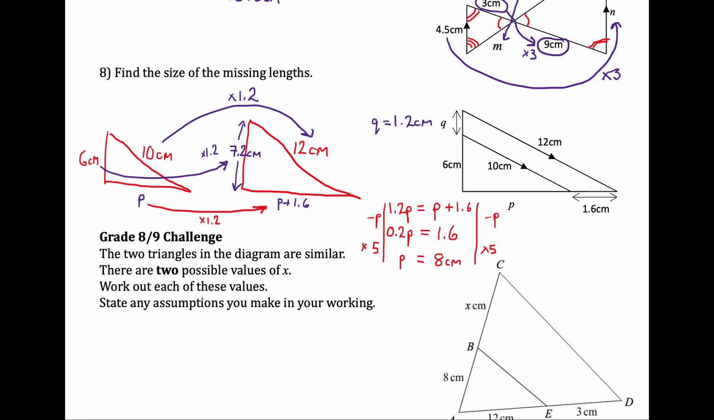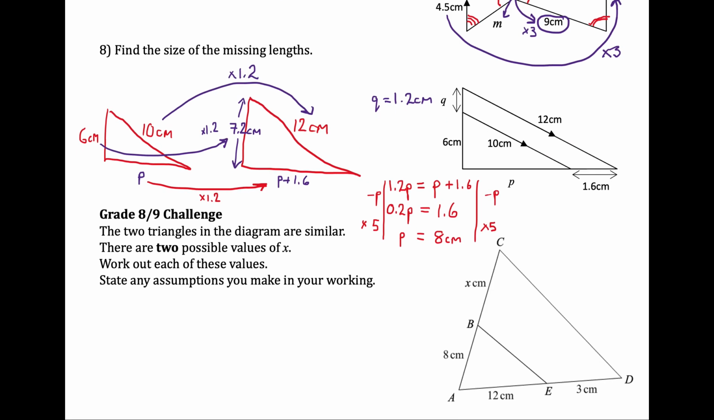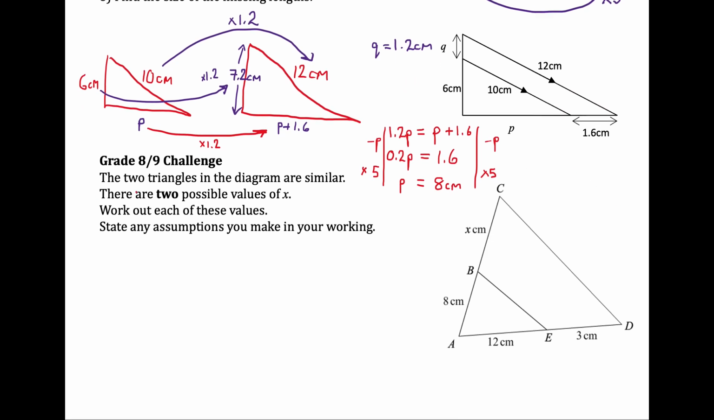Okay, quite tricky that last question. Took me a little while to think about what to do. And the last one, the grade 8-9 challenge. This is actually an exam question. Well, I can't remember where from. We've got two triangles in the diagram and they are similar. There are two possible values for x. I'll show you why. Work out each of these values. State any assumptions you make in the working.